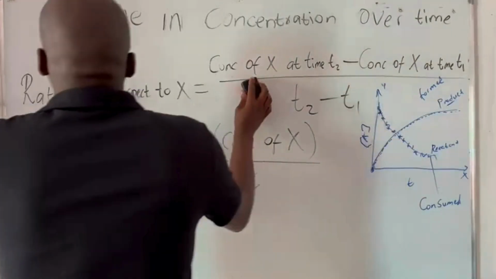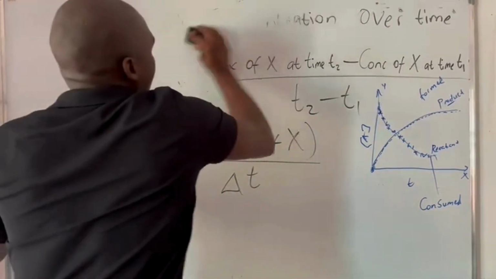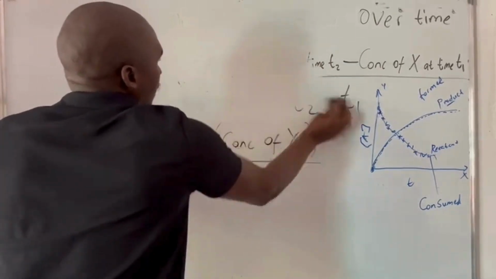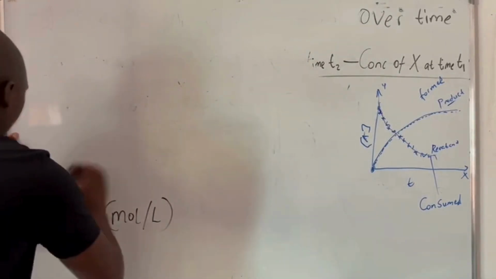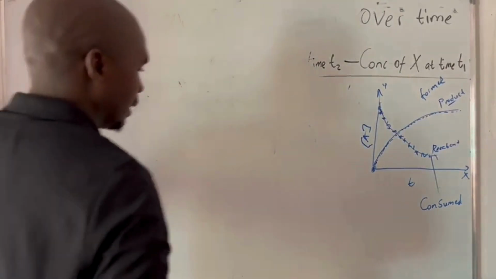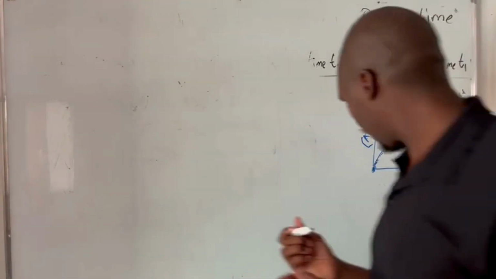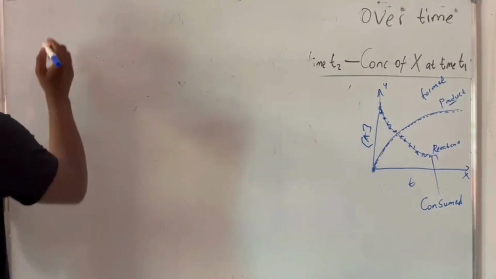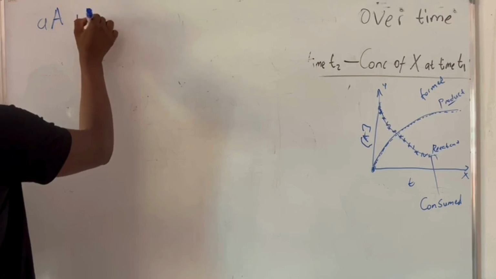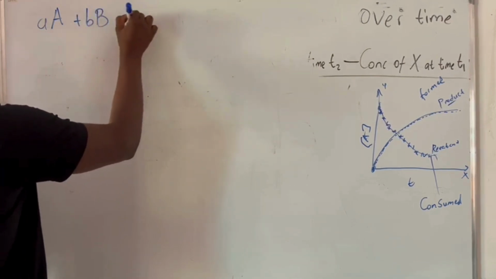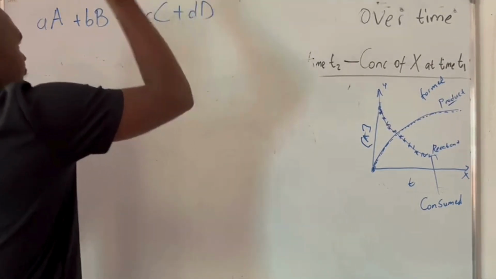Let me find this space here so that I can show you exactly what message I am trying to drive at as far as this concept is concerned. So now I want you to look at this kind of reaction. Let's say, for example, we have aA reacting with bB to give us cC reacting with dD, like that.